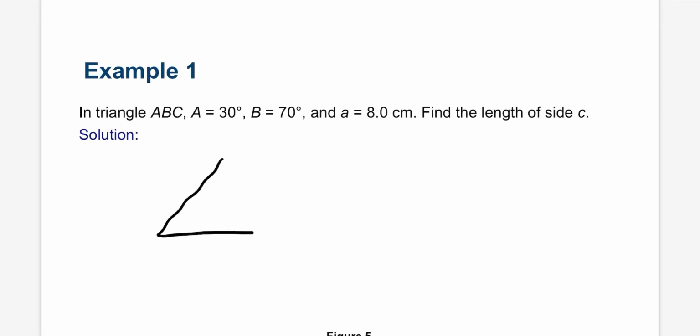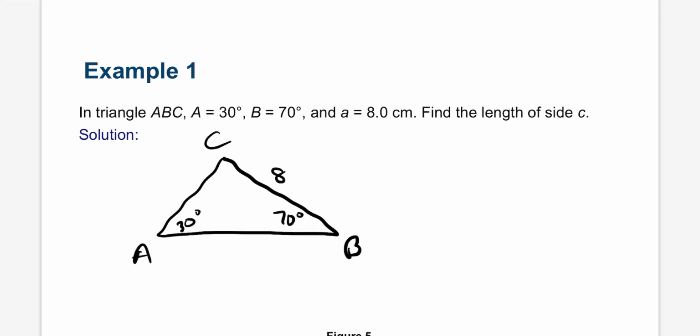All right, so we have a triangle. Let's go ahead and draw any oblique triangle. It doesn't have to be perfect. I'll label A, B, C. Angle A is 30. Angle B is 70. And side a is 8. Notice that I put a across from A. The letters have to be across from one another. We need to find the missing side c, so we're looking for this side c. I'll put that in red.